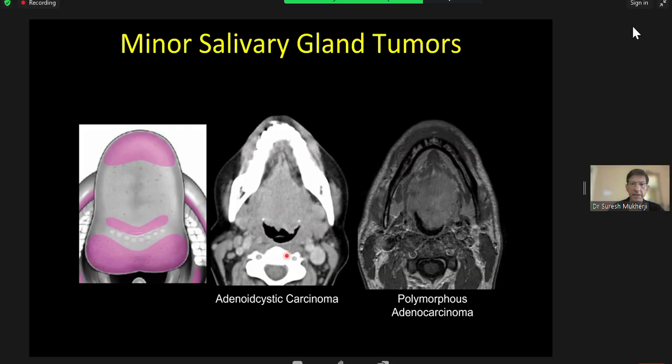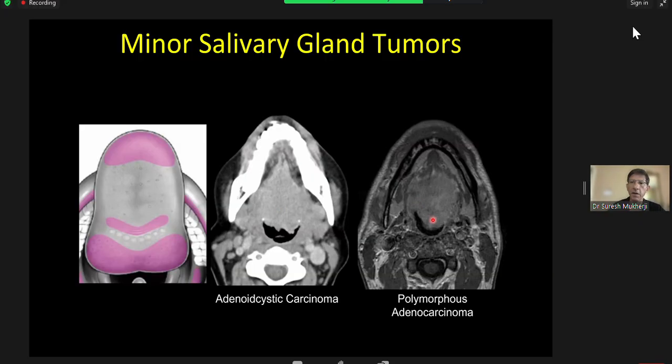So this is an example of an adenoid cystic carcinoma involving the tongue base, and this is an example of another one, which is a polymorphous adenocarcinoma. Is there any way I can tell the difference between these two? Absolutely not. The only thing that I've learned over time that I can suggest the diagnosis, and that's because I'm actually in clinic, is that radiologically I can't tell the difference.